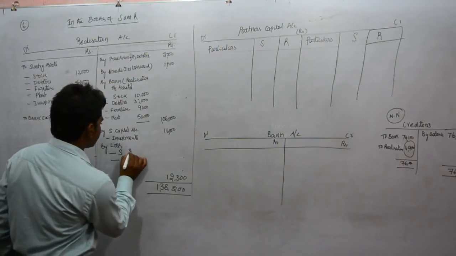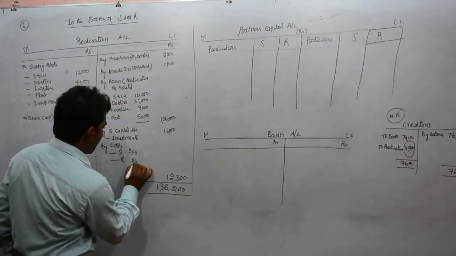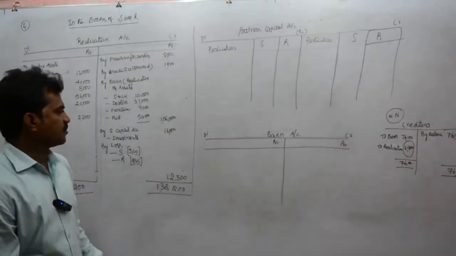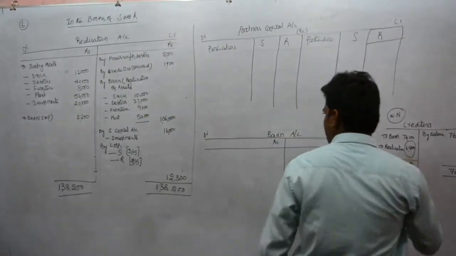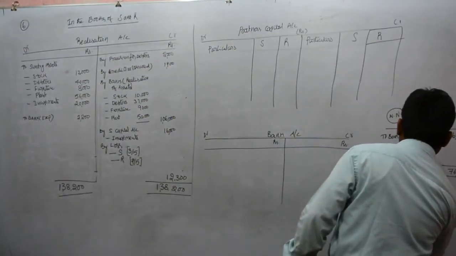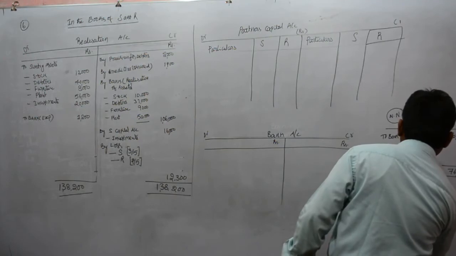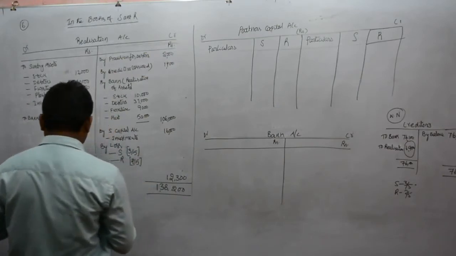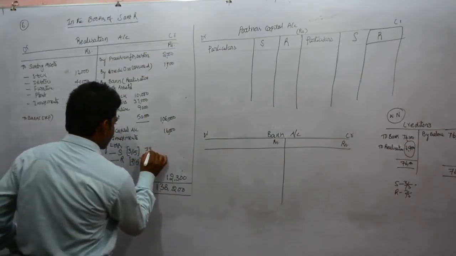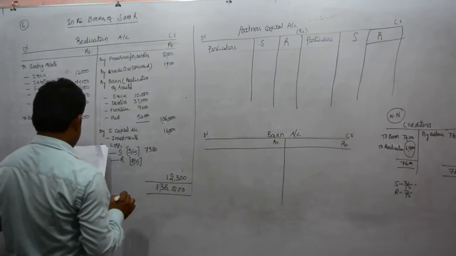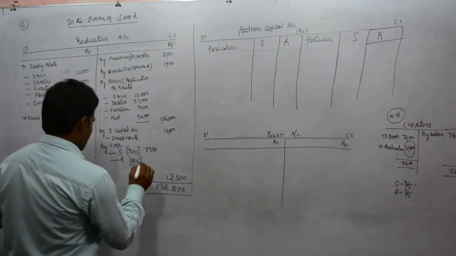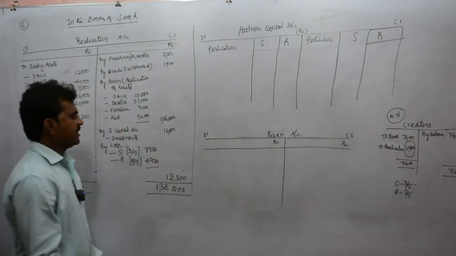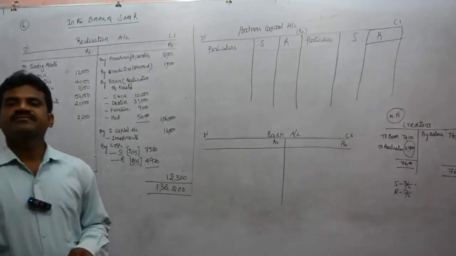That is 3/5 and 2/5. The amount should be distributed to the S and R. 3/5 to S, R 2/5. That is equal to 12,300 into 3/5 is 7,380, and 12,300 into 2/5, that is 4,920. Total is 12,300. Understand?